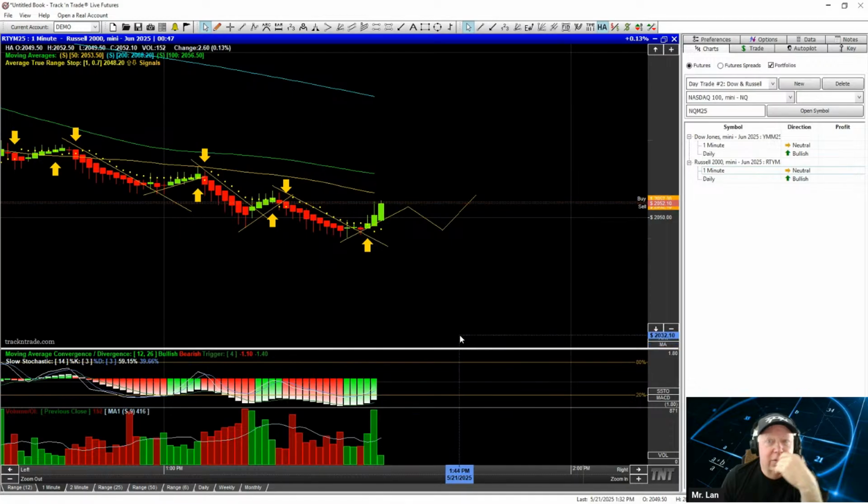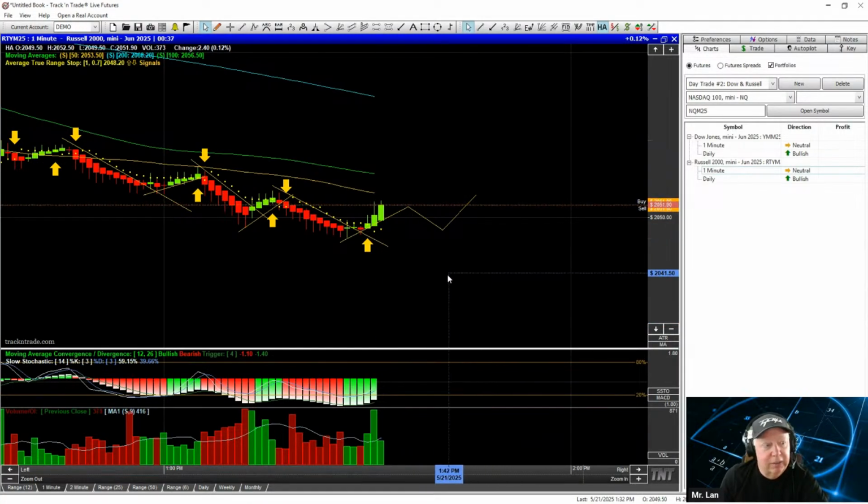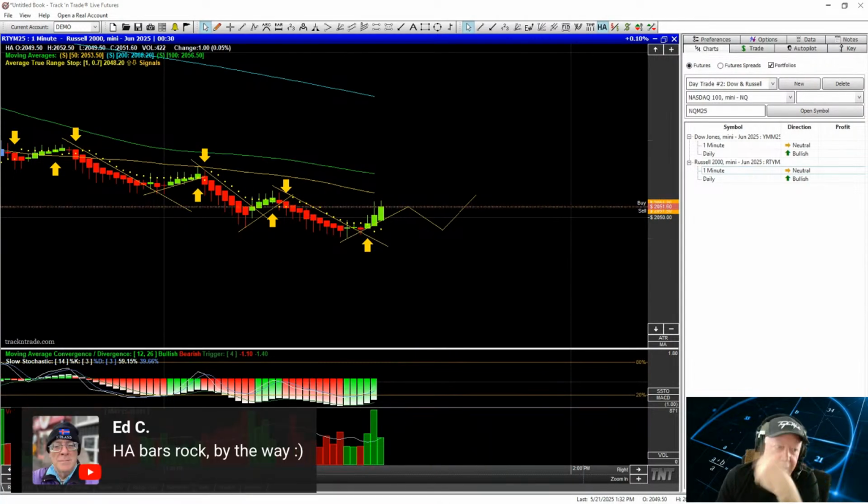Moving a little slower. This is a Russell. Not as exciting as the NASDAQ. Come on, little Russell. You want to slow things down. And it's not as big a market either. So you're not making and losing as much money either. Heiken Ashi bars rock. I think so. I think they do.